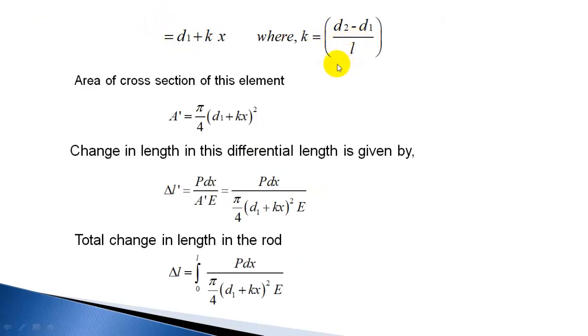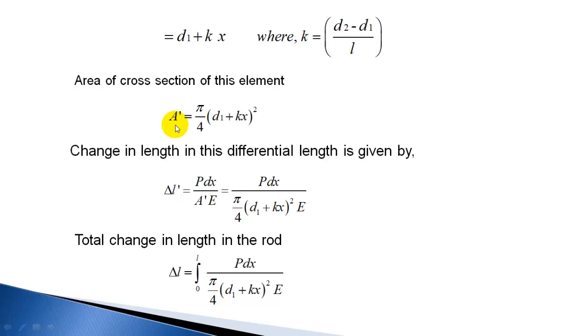Now area is going to be pi by 4 into diameter squared. This is the diameter at that point. So pi by 4 into d1 plus kx squared. That is the area. Whatever diameter is there, the diameter is d dash, which is d1 plus kx. So pi by 4 into d1 plus kx squared is the area at that point at a distance x from the left hand.